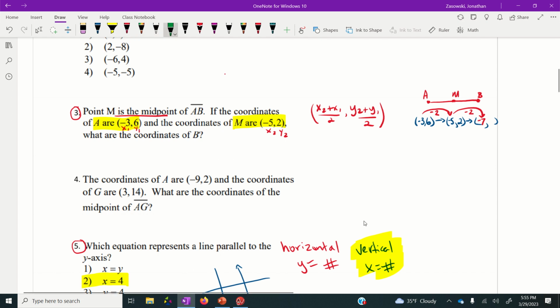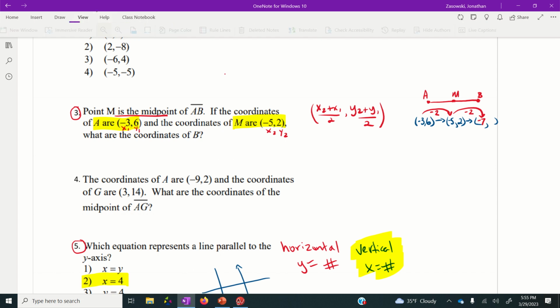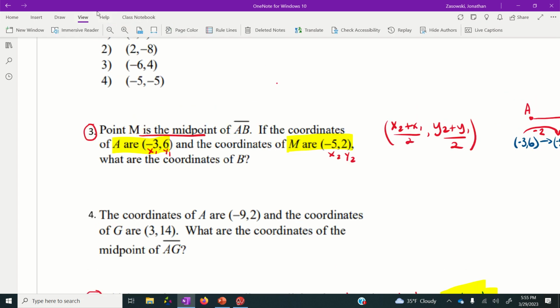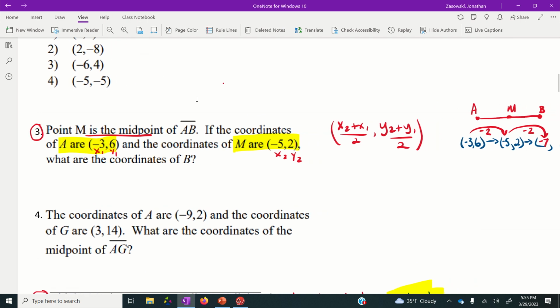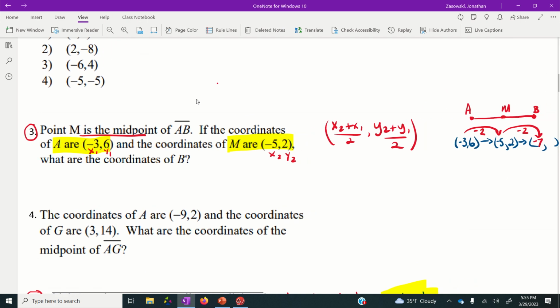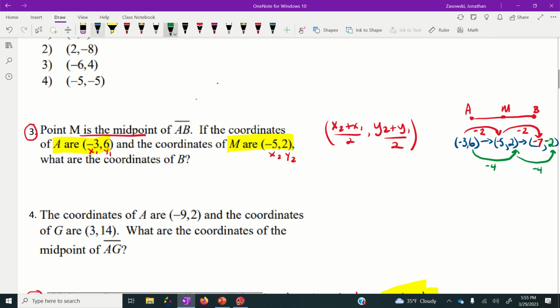Okay, and likewise, we'll zoom in a little bit here to make this a little easier to see, hopefully. Likewise, if we take our y-coordinate and say we're going to go from 6 to 2, okay, we're going to take away 4, then we just have to take away 4 more to get to B, and 2 take away 4, that's -2. So our answer for point B, and then we put our parentheses, would be (-7, -2).